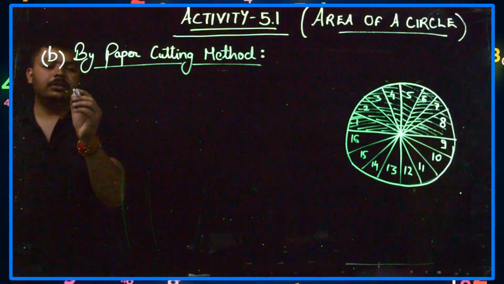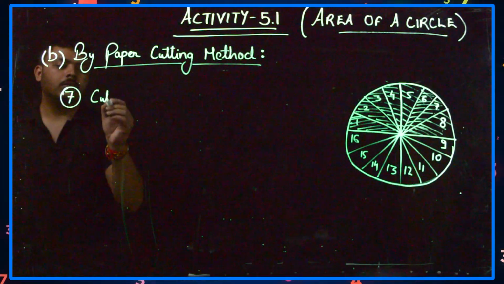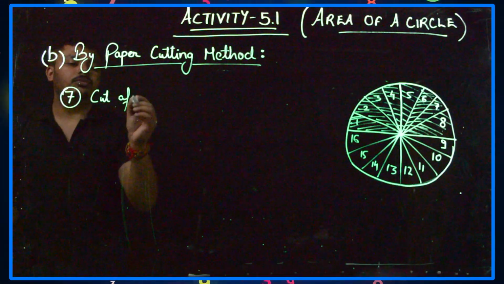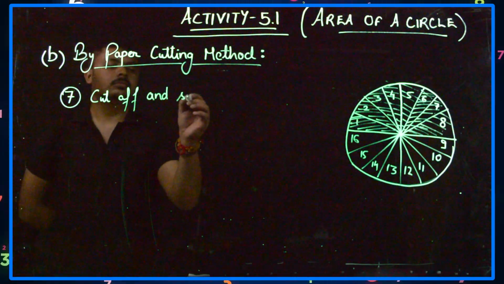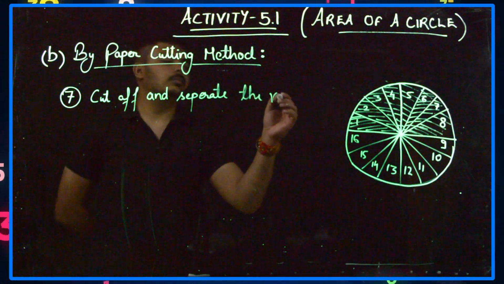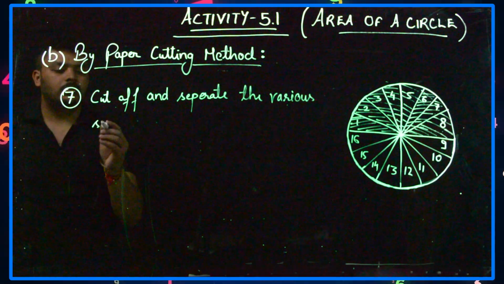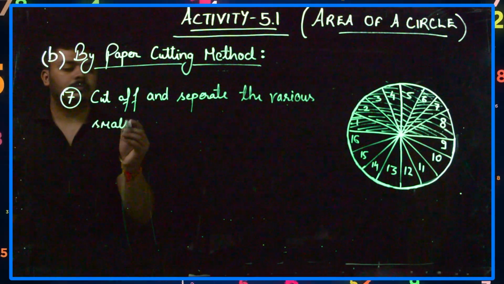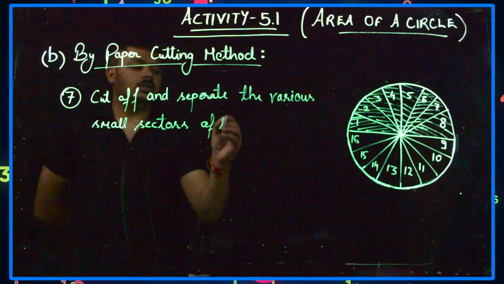Now step 7, cut off and separate the various small sectors of the circle.